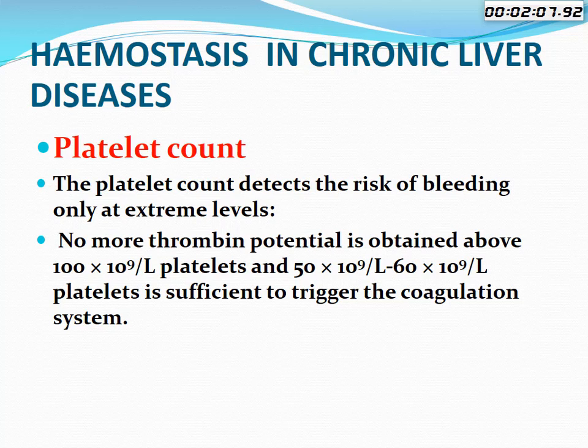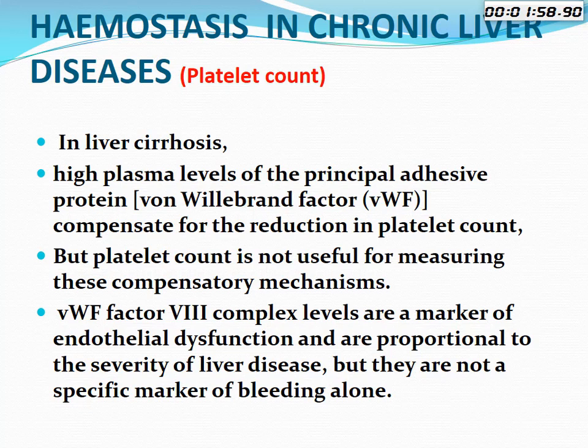So, thrombin production in case of thrombocytopenia is considered a natural compensatory mechanism for the bleeding risk. Also, in liver cirrhosis, high plasma levels of von Willebrand factor compensate for the reduction in the platelet count. This is the second mechanism. The first mechanism is thrombin, and the second mechanism is an increase in the von Willebrand factor. But platelet count is not useful for measuring this compensatory mechanism.